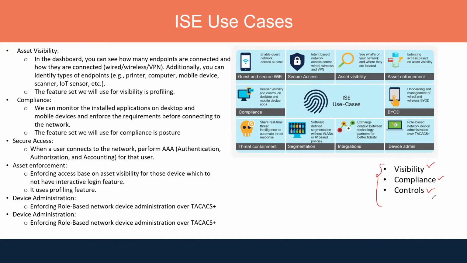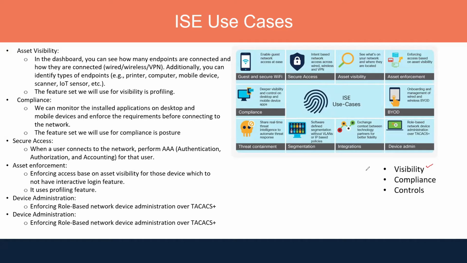Out of these three purposes, you can see here all the use cases for which ISE can be used. So we have guest and secure Wi-Fi access use cases, we have secure access use cases, we have asset visibility use cases. There are different use cases. But the purpose which ISE is solving is only these three. So we are going to understand what all these purposes mean. Let's start from visibility.